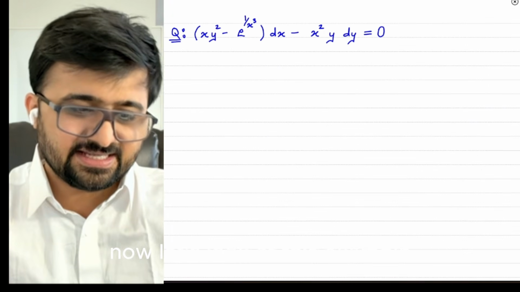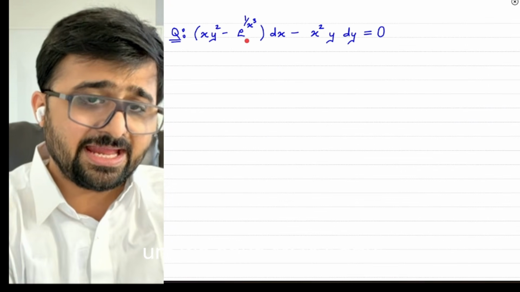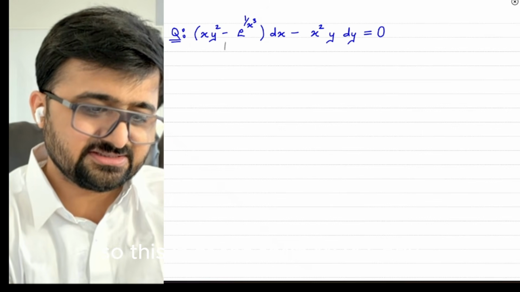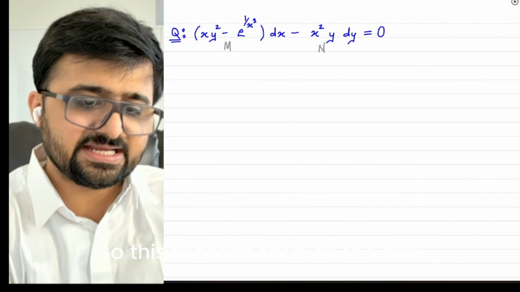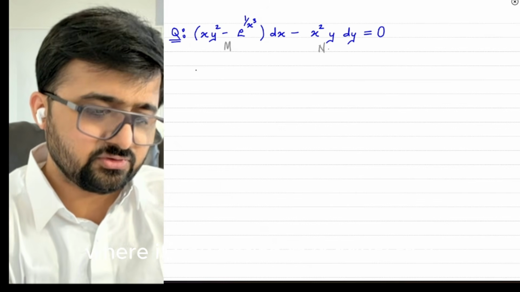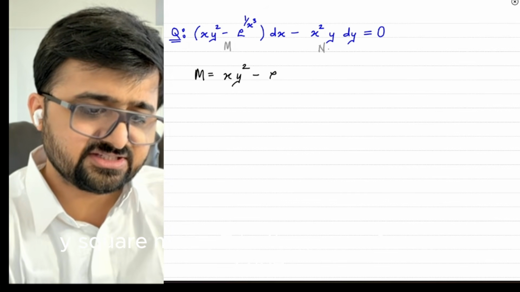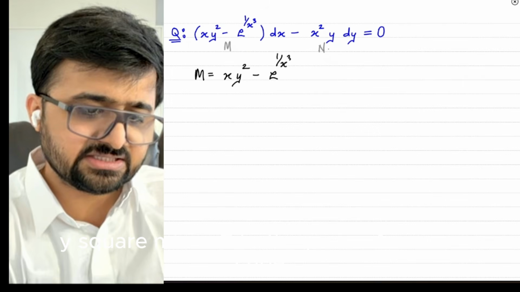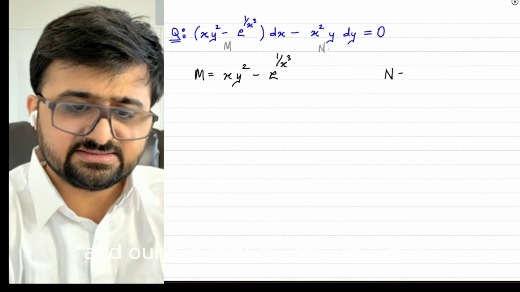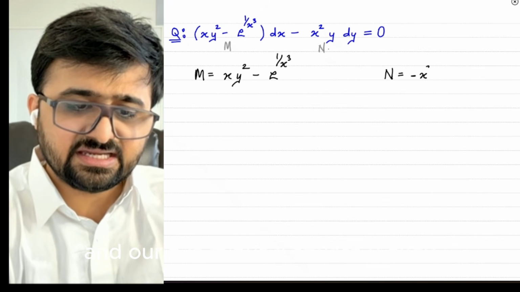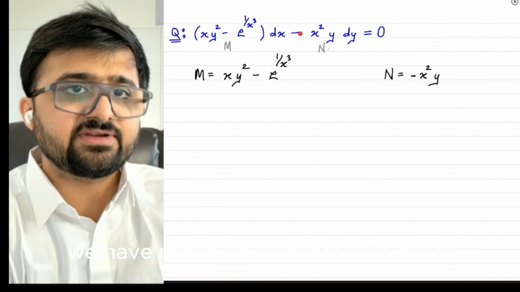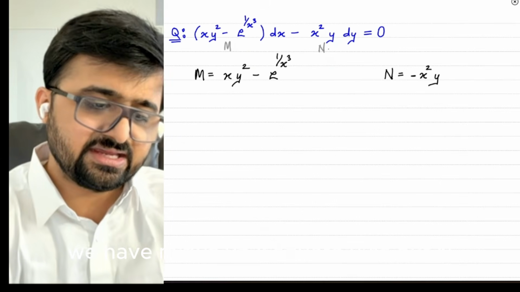Now let's look at this example. We have M dx plus N dy, where M is equal to x y square minus e to the power 1 over x cube, and our N is minus x square y. Don't forget that minus. We have minus x square y as our N.